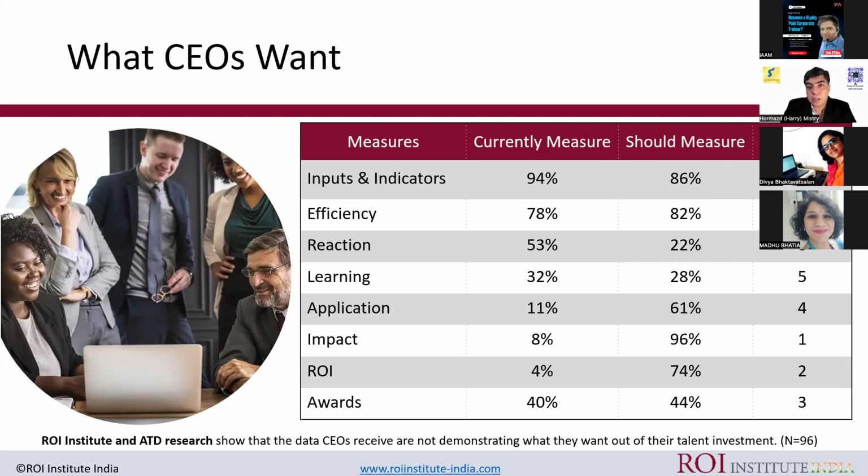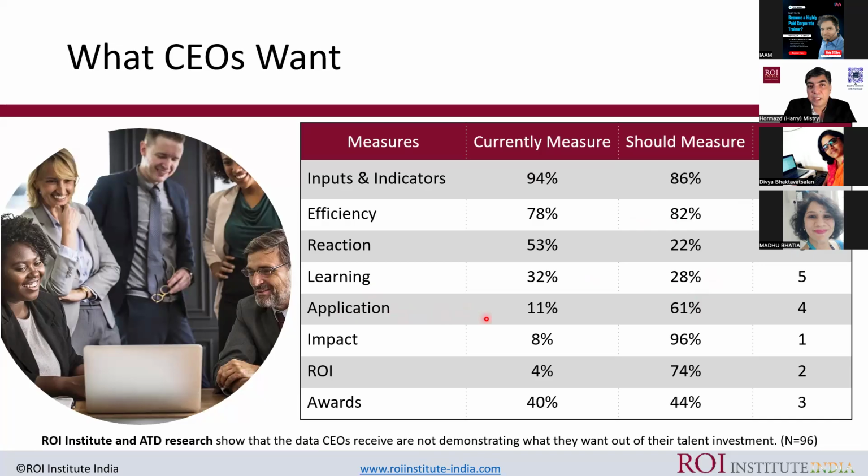The importance column, just ignore it for the moment. I will come to it at the end. When we asked them about efficiency of programs and initiatives, 78% of them said that efficiency is currently being measured, against 82% who said that it should be measured. When we talked about reaction to a program or an initiative, 53% of them said that it's currently being measured, whereas only 22% wanted it to be measured. When we spoke about learning, 32% of them said that it was being measured versus 28% who said that it was very important for them to measure it.